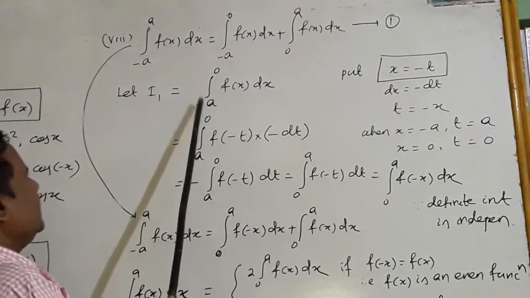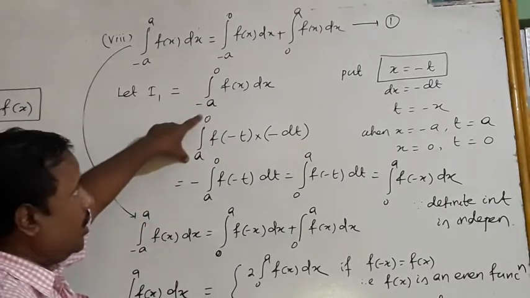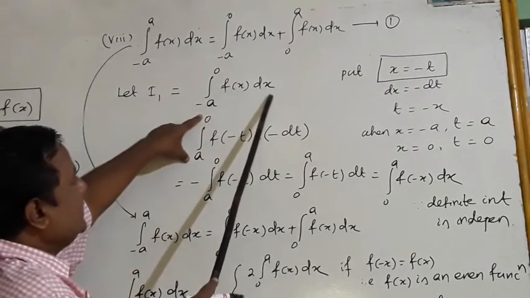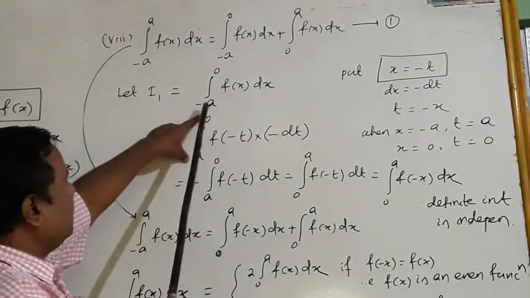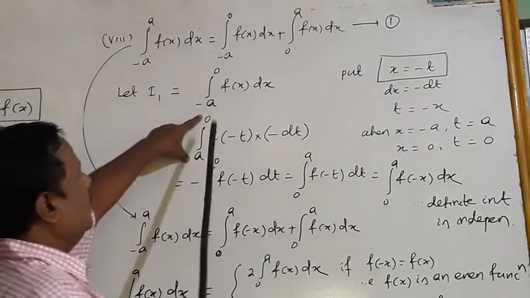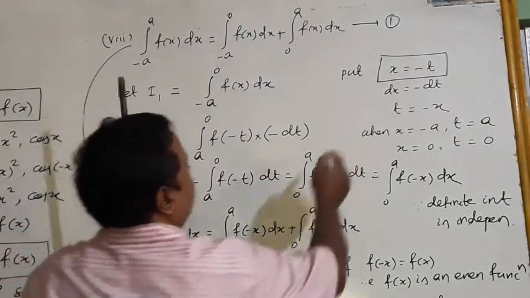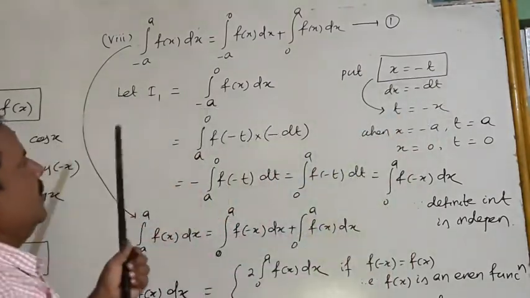It is minus a to 0. Why can we not put it as minus a to 0? Because here x changes its value. dx changes to minus dt. x changes to minus t. But minus a to 0 will not be there. What will happen? Look at here. x is equal to minus t. Now look, tell me, what is t? t is minus x. Okay?